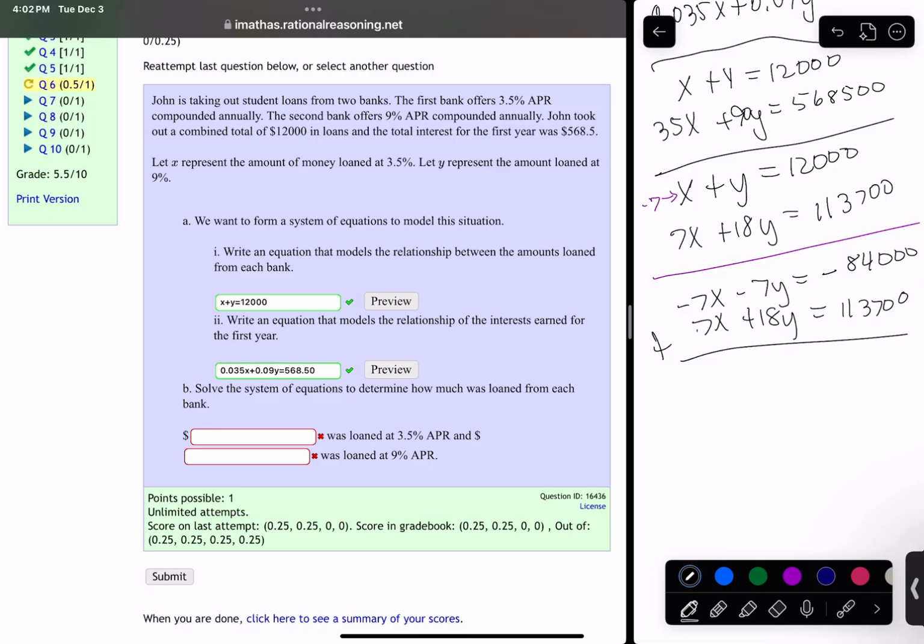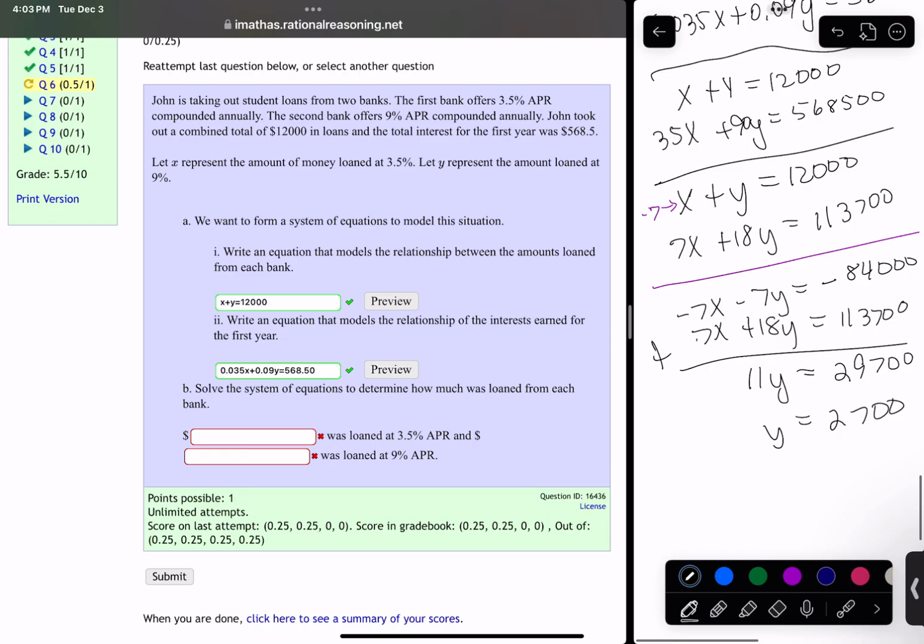So the x's go away. 18 minus 7 is 11y. And negative 84,000 plus 113,700 is 29,700. And let's hope that's divisible by 11. It is. That's a good sign that we haven't made a weird mistake, because you know how good I am at that. And then we know that they have to add up to 12,000.